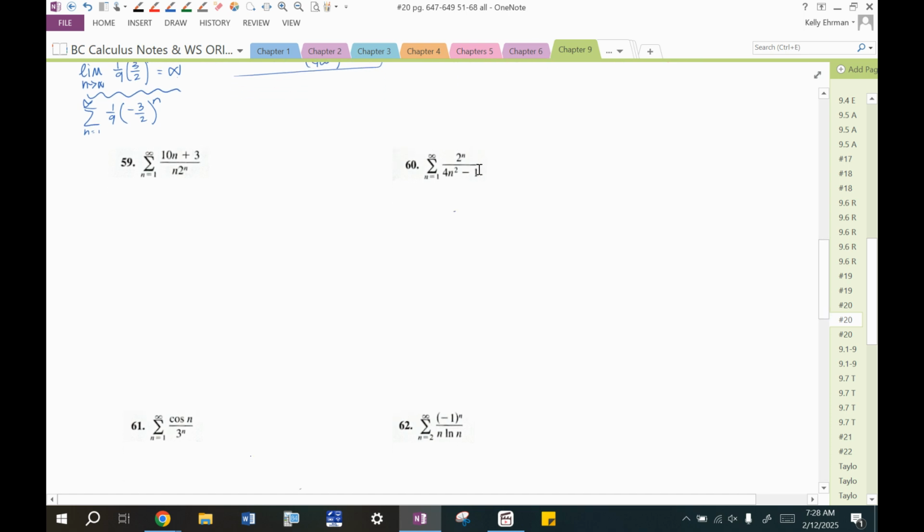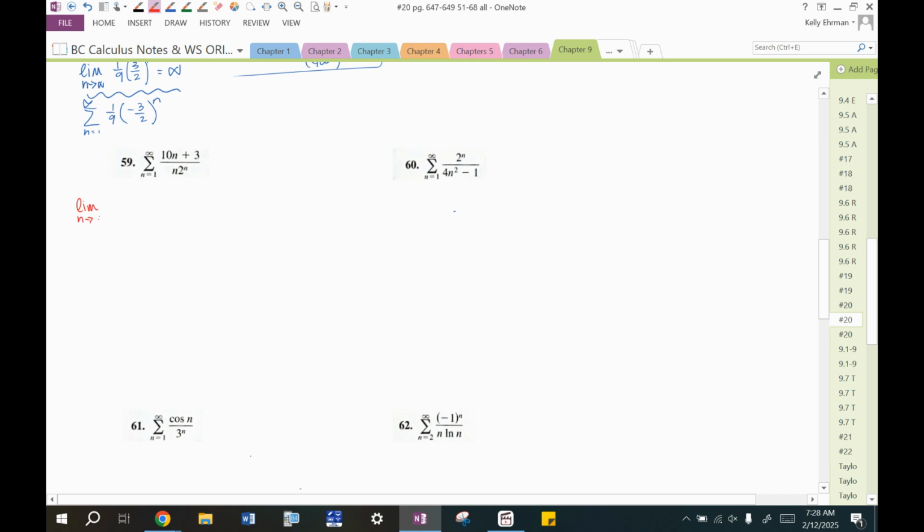Look at 59. You have a linear over like an n times a 2 to the n. When I see multiple n's all over the place, instead of picking a comparison test, like when I have two different types of functions, a linear and an exponential and whatever, this is where I might also want to just use ratio test. It has sort of a geometric piece to it, a 2 to the n, but I'm just not sure. Is it acting geometrically or not? So let's do ratio test.